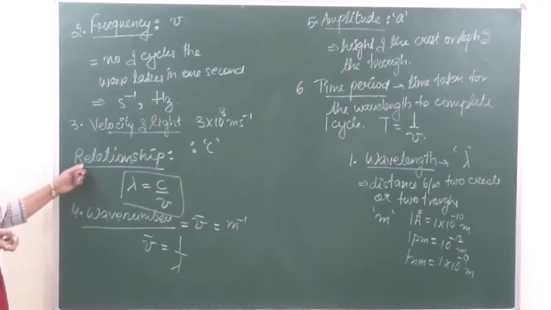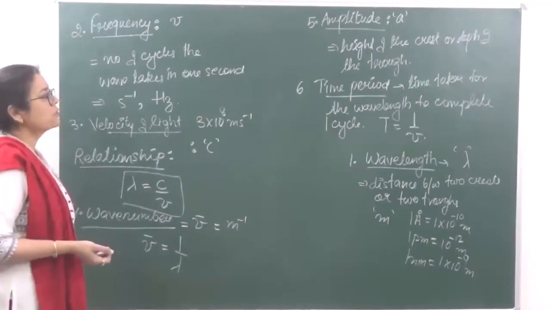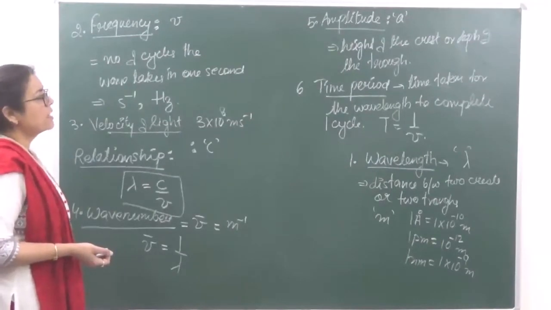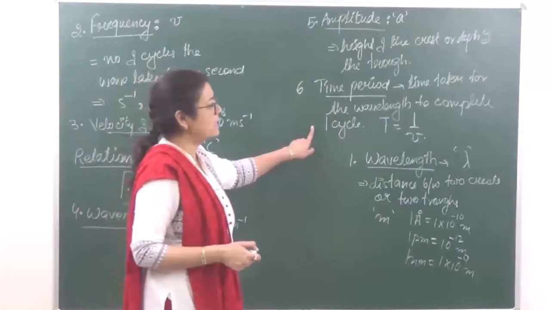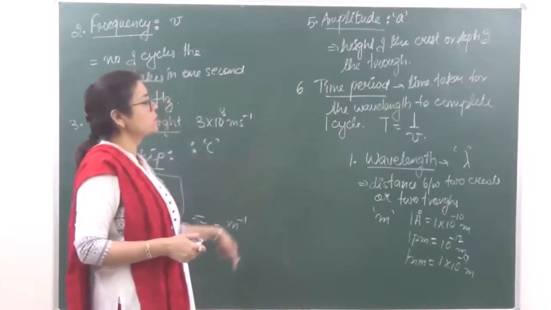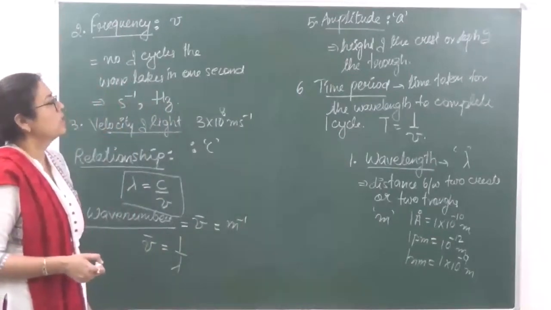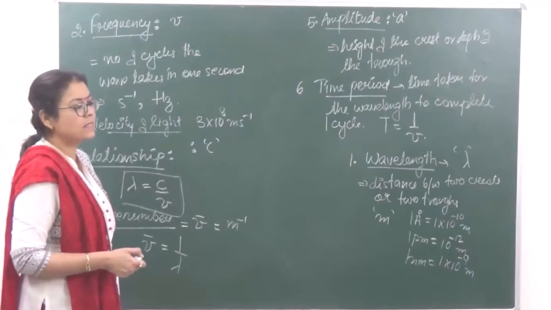Then the relationship, this is important because this would be used further. Lambda is equal to c upon nu. Then the wave number is equal to 1 upon lambda. Then the amplitude, that is the height of the crest or depth of the trough. And the time period. Again, time period is important because we might get this expression in one of the questions, the numericals which we are going to solve for this section. So time period is equal to time taken for the wavelength to complete one cycle.